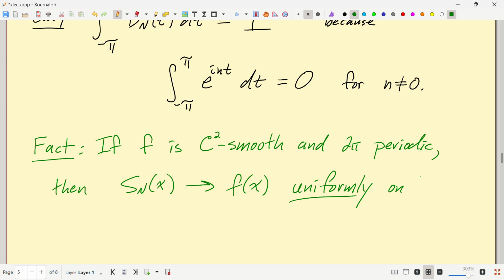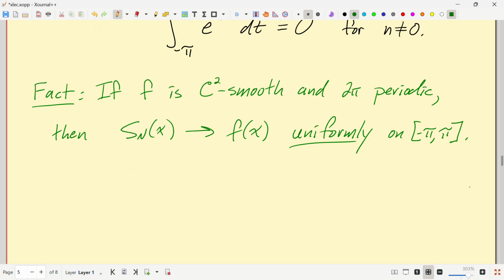On the interval from minus pi to pi, so Fourier series really do converge. And here's how you see that. Here's a little lemma that's not hard to show.